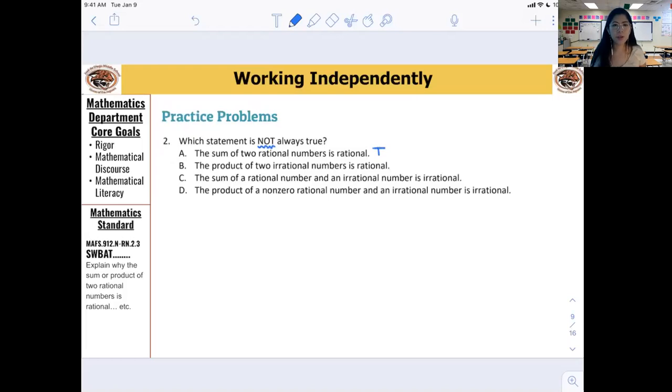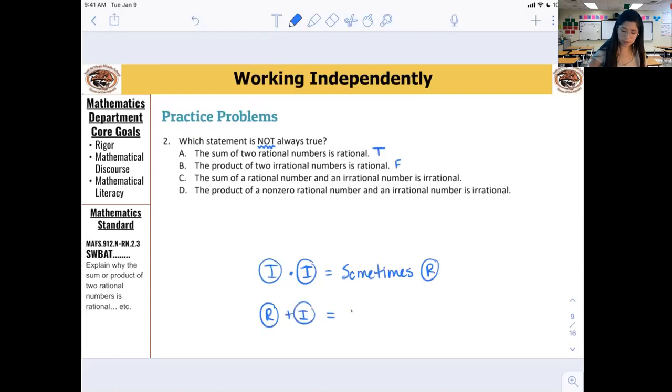The product of two irrational numbers is rational. What do we know about I times I? It's going to be sometimes rational, but not rational all the way. Good. Sometimes it's rational. Well, this is telling me that it's always going to be rational, and we know that that's not always true. Sometimes it is, but sometimes it's not. So this one is the one that's not necessarily true. This is false.